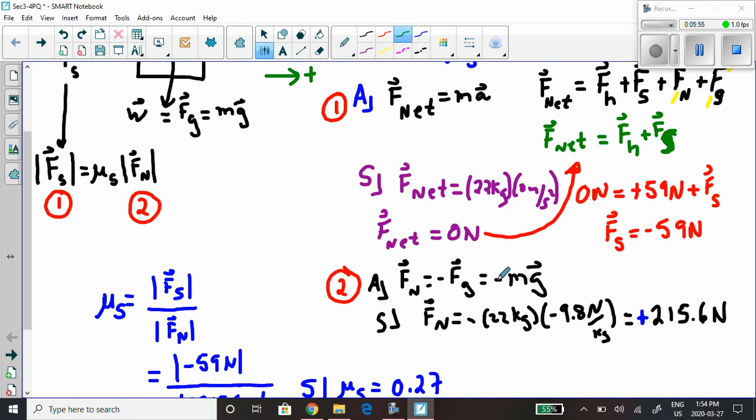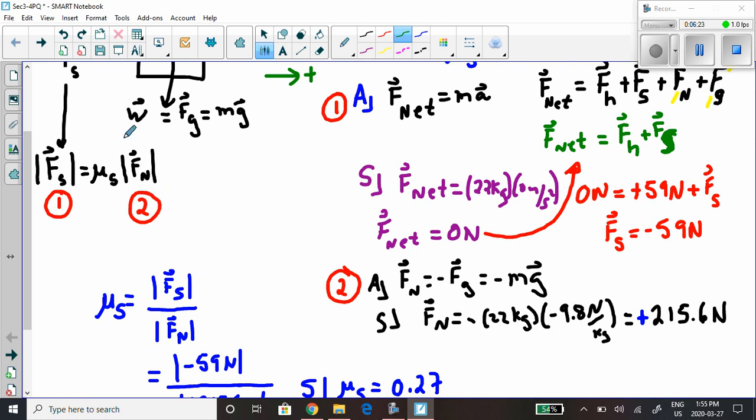Normal force equals, well, the minus sign stays. There's the mass, 22 kilograms. There is the gravitational field strength near the surface of the Earth, negative 9.8 newtons per kilogram. We multiply that all through and we get positive 215.6 newtons. It's positive, good, because it's upward. I like that. So lo and behold, kids, we have now solved the second part here. So now we know the normal force.